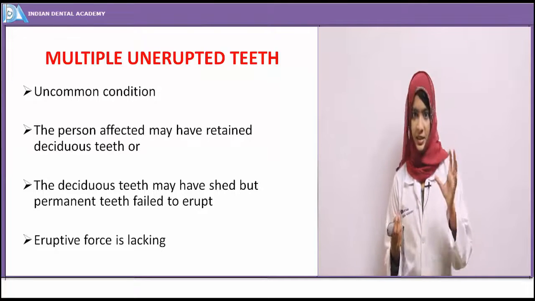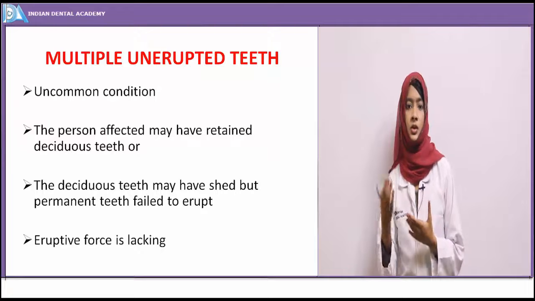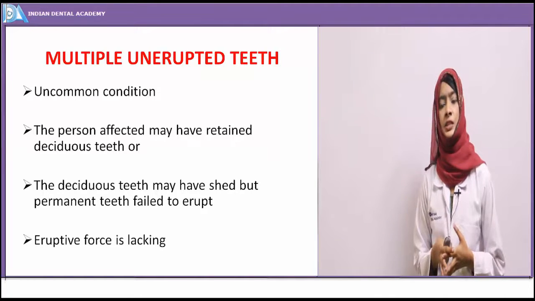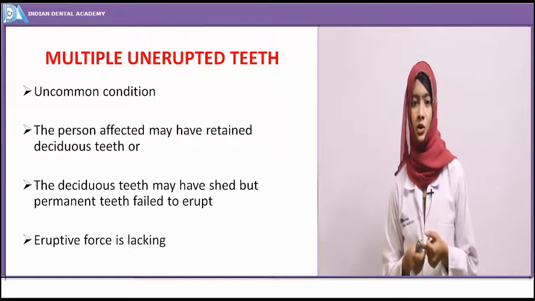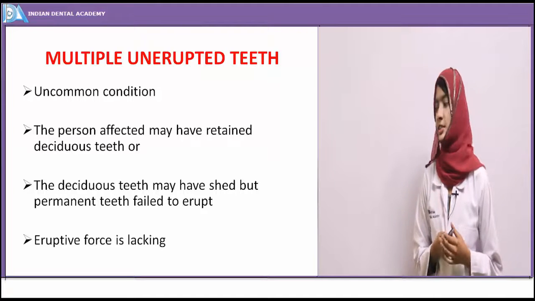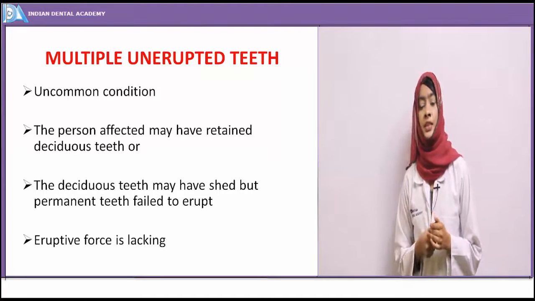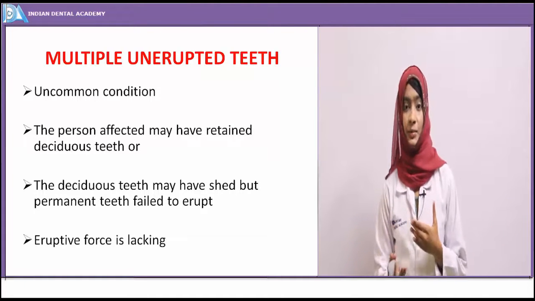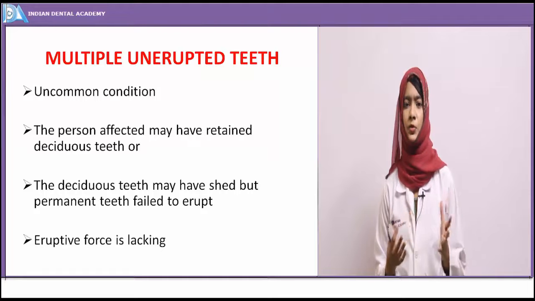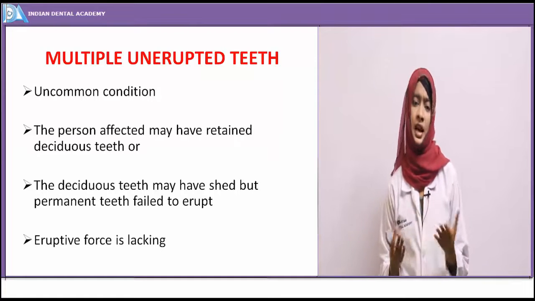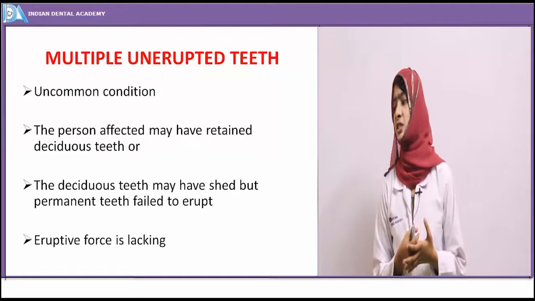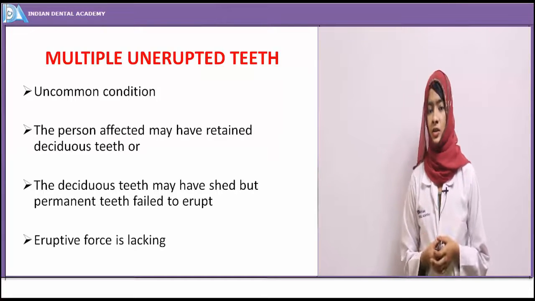So the permanent tooth is present, but it is in the bone, not in the oral cavity. Because of lack of space, it is just not erupting. Multiple unerupted teeth are also known as pseudoanodontia. The teeth may be present, but they do not come into the oral cavity because of lack of eruptive force, as in cases of cretinism or rickets. So there is extreme calcium deficiency and lack of eruption of teeth.